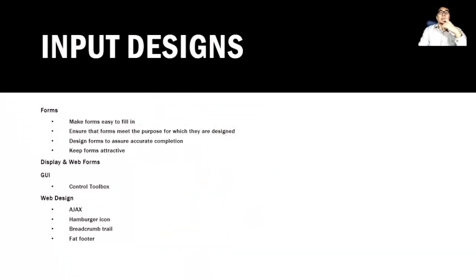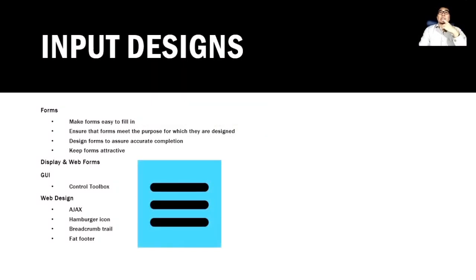And next is the hamburger icon, just like a hamburger with two buns and some fillings in between the two buns. This icon in three lines here will show a menu that can be clicked, and it will then show a submenu that you can also click.